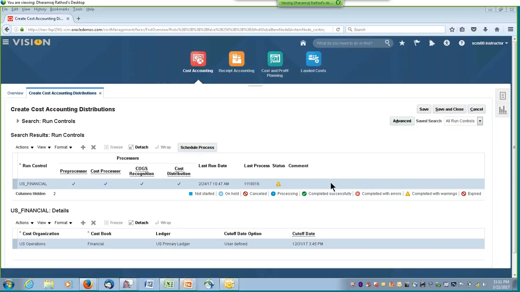For cost adjustment, I assume the accounting entries will be generated automatically depending on positive or negative. Yes, that's pretty much standard in SLA. So it depends on positive and negative. It will identify the account.